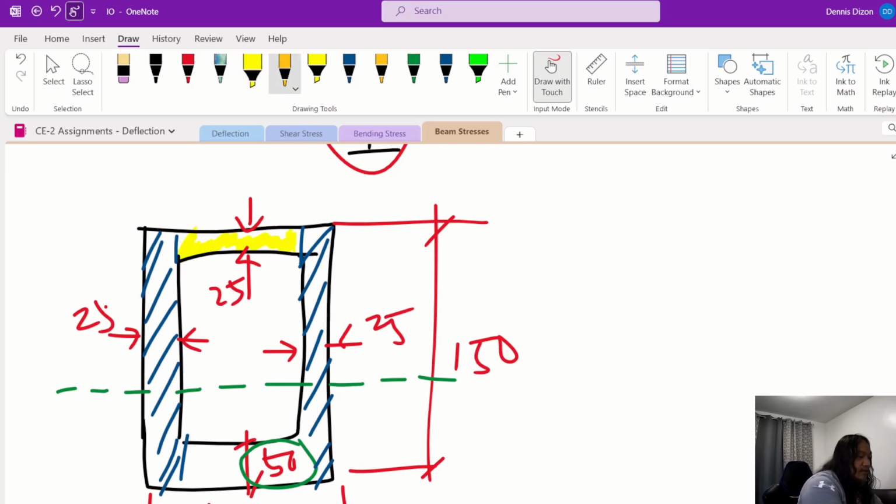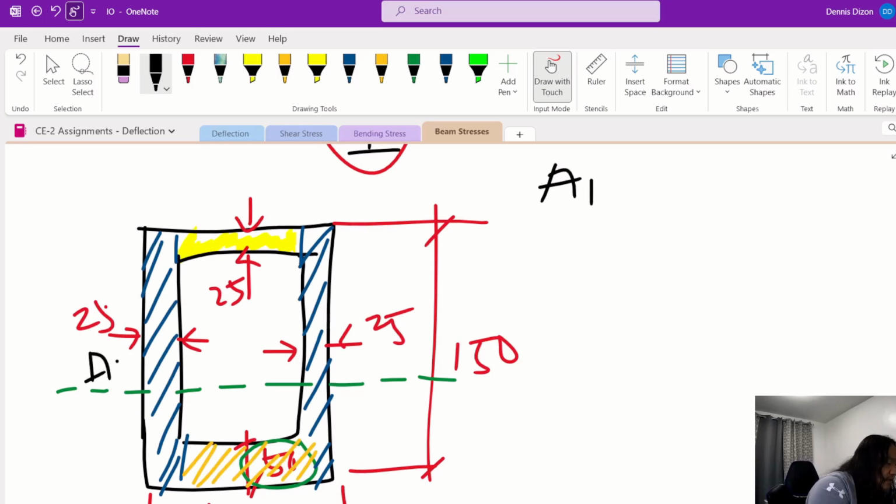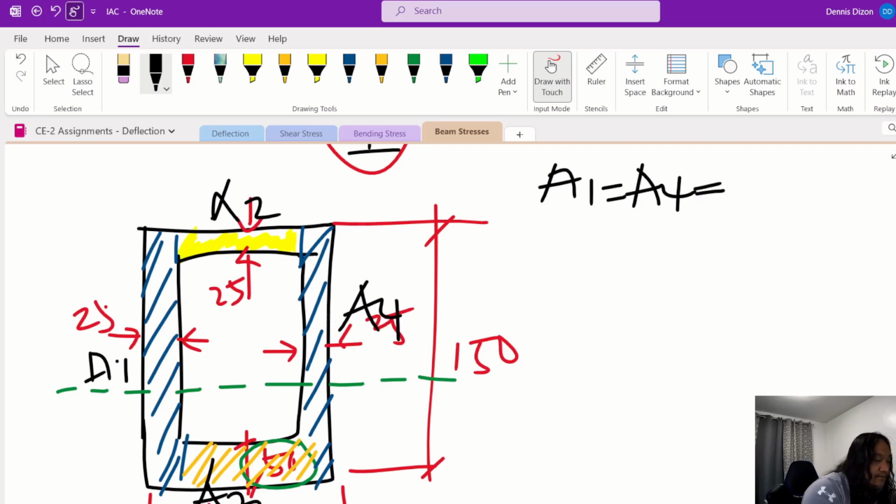And then this is our area 3. Right? So area 1. So this is area 1, area 2, area 3, and then this is area 4, which is equal to area 1. So area 1 is equal to area 4, which is 150 by 25. So this is 150 by 25.